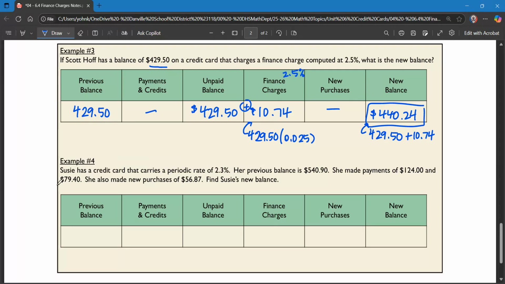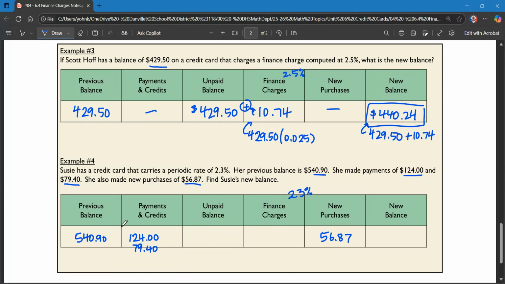All right, last example. Susie has a credit card that carries a periodic rate of 2.3%. So remember, periodic rate is the same thing as the finance charge computed at APR. Well, APR is for the whole year and a periodic rate is for the month. Her previous balance is $540.90, so we're going to put that in the previous balance box. She made payments of $124. She also had another payment of $79.40. So I'm going to stack those. She also made new purchases of $56.87. Find Susie's new balance.